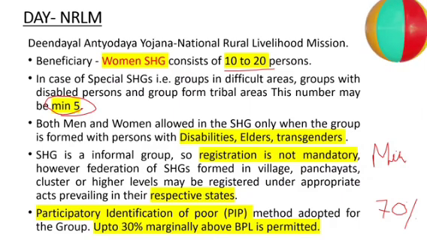This question has been asked: whether it is project cost or loan amount. Now PMEGP does not go by project cost. They give subsidy on the loan amount. Project cost can be more than the stipulated amount eligible for subsidy. So this participatory identification of poor means a minimum of 70% poor and a maximum of 30% above the BPL line, that is, marginally above BPL is permitted.